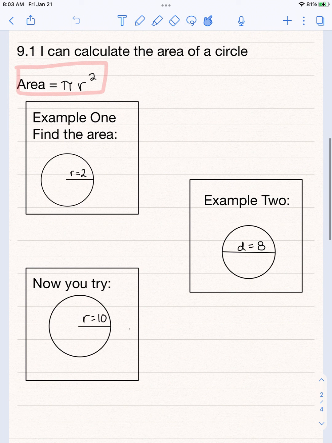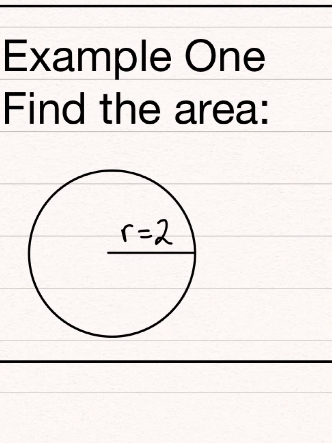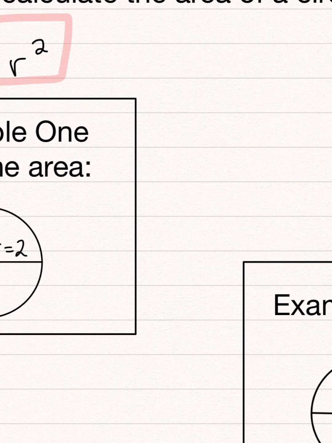So in example 1, it says find the area and r equals 2. The radius is 2. What we're going to do is we're going to set up our formula, pi r squared. I know radius is 2, and I'm going to use 3.14 for pi. So we're going to say 3.14 times 2 squared.